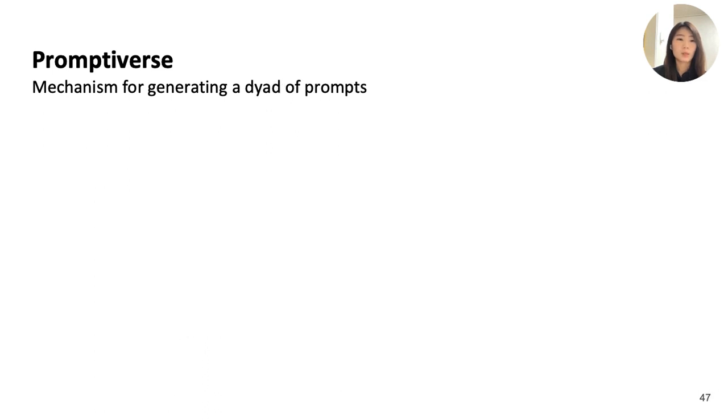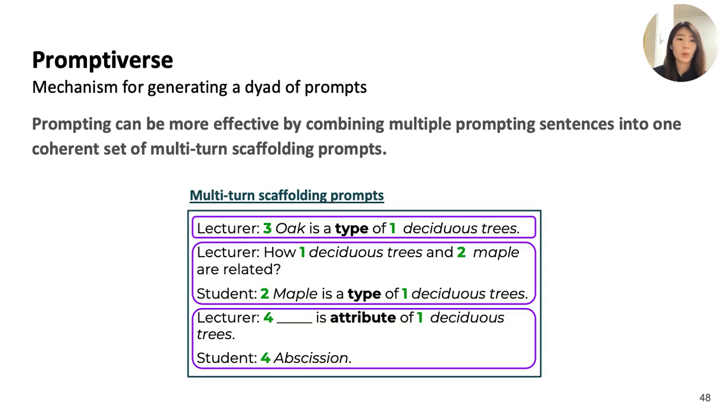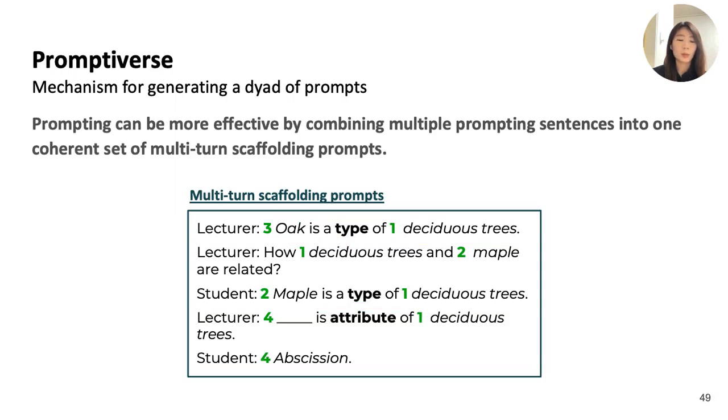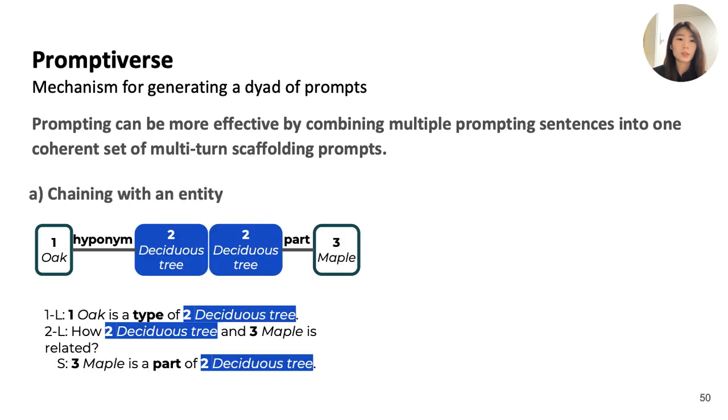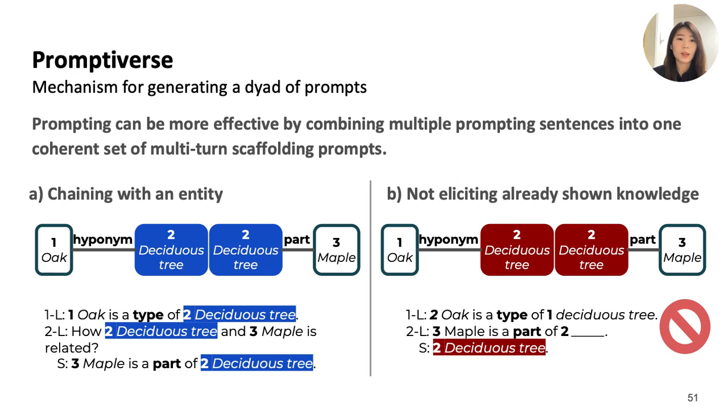The second mechanism generates a dyad of prompts. For more effective prompting, multiple prompts can be combined into one coherent multi-turn scaffolding prompt. To create such multi-turn prompts, Promptiverse finds 2 prompts that share an entity, as that entity would bridge the context between the prompts. Another rule is to prevent eliciting already provided or elicited knowledge element again, as asking about already mentioned information could be pointless.